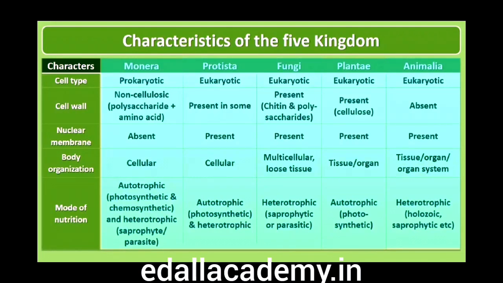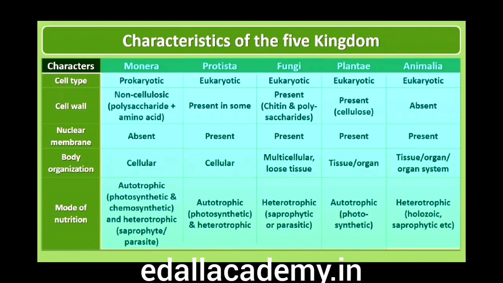Cell type: Monera are prokaryotic while Protista, Fungi, Plantae, Animalia are eukaryotic. Cell wall: in Monera it's non-cellulosic, polysaccharide plus amino acid. Present in some Protista. In Fungi, present, without cellulose, made up of chitin. In Plantae it's present, cellulose. While in Animalia it's absent. Nuclear membrane: in Monera it's absent, in Protista, Fungi, Plantae, Animalia it's present.